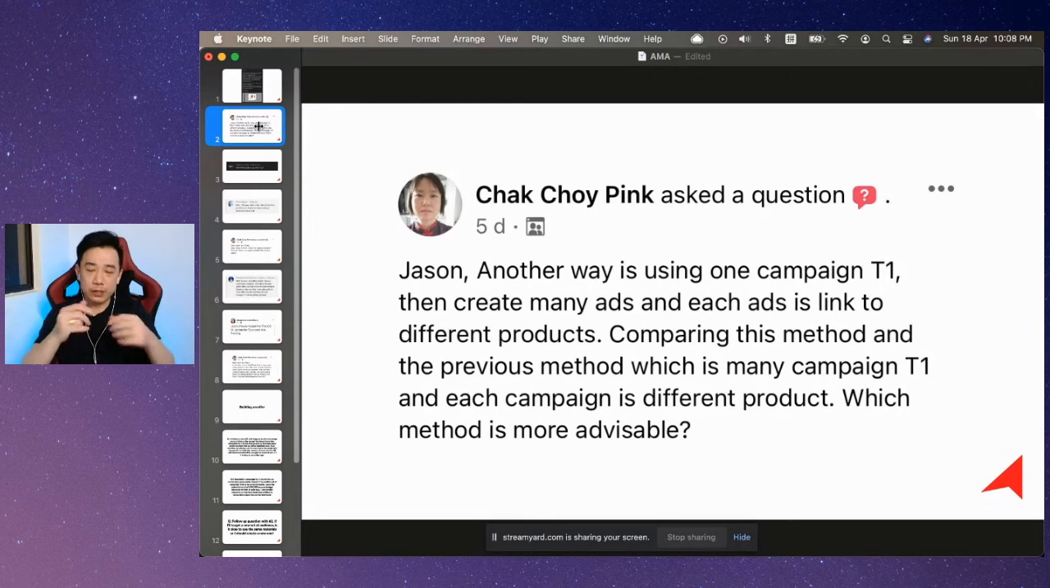So this is a question coming from a person who has learned the two-step funnel framework, and she's selling on Shopee. To help you understand, if you're selling on Shopee, you have multiple products. She's asking, tier 1 means the first tier campaign, the one that targets cold audiences. She was thinking to create as many ads as possible and link them to multiple products. Comparing this with another method, which is the previous method, many tier 1 campaigns, each campaign a different product. Which method is more advisable?